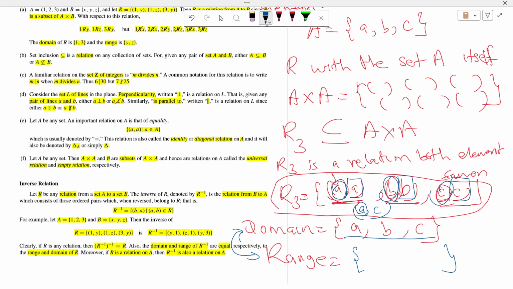Similarly, for the range, we already wrote this A, this B, this C, and here also we have a C. We can't write this C again. Only unique values are in a set, in a range. So only A, B, C is the range, right?